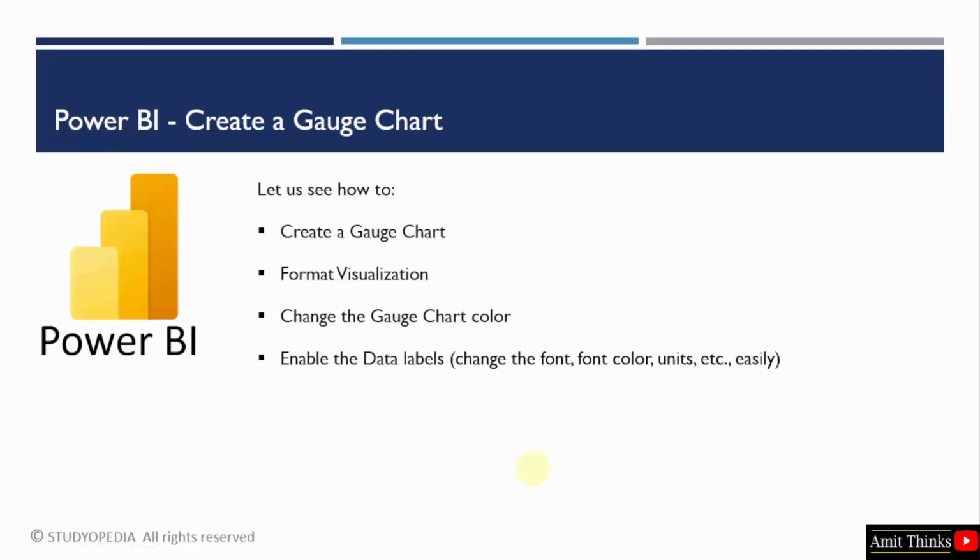So in this lesson we will see first how to create a gauge chart. Then we will format it. We will also change the gauge chart color, and the data labels will also be enabled to change the font color, units and others easily. Let us now create a gauge chart.